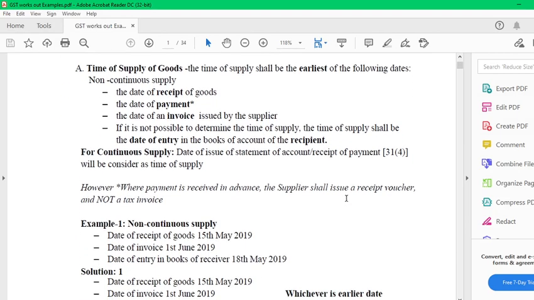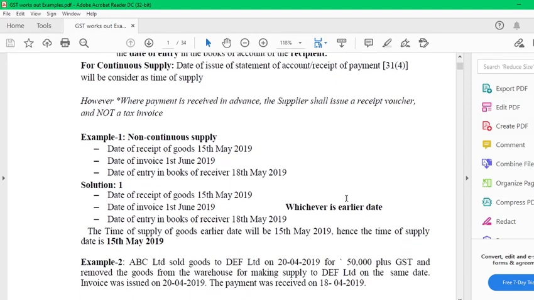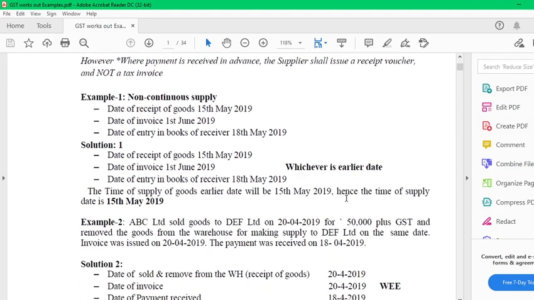In case any advance is received, advance is not an invoice, it is a voucher, and it is not taken into account; it is a payment date. Be careful about this. Now example 1, let us discuss one by one.